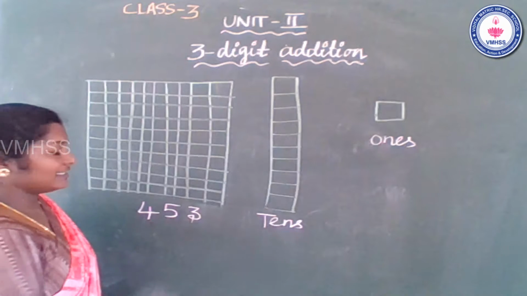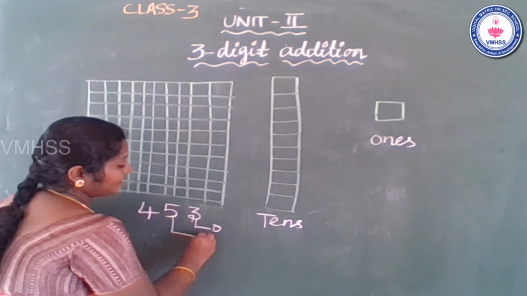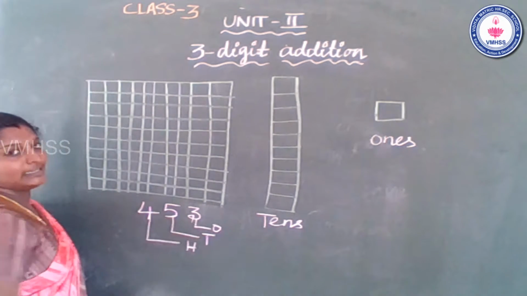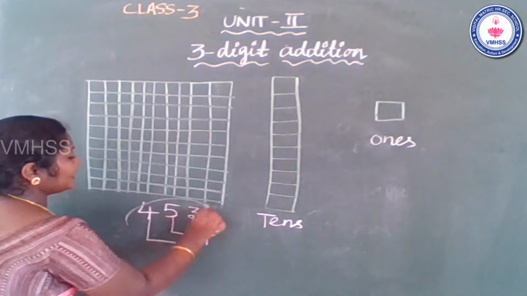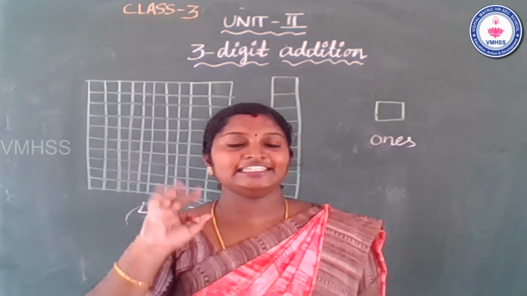453. Okay, students. So, 3 is in the ones place. Okay, 5 is in the tens place. Okay, students. So, 4 is in the hundreds place. So, this is a 3-digit number. Okay, 453 is a 3-digit number.